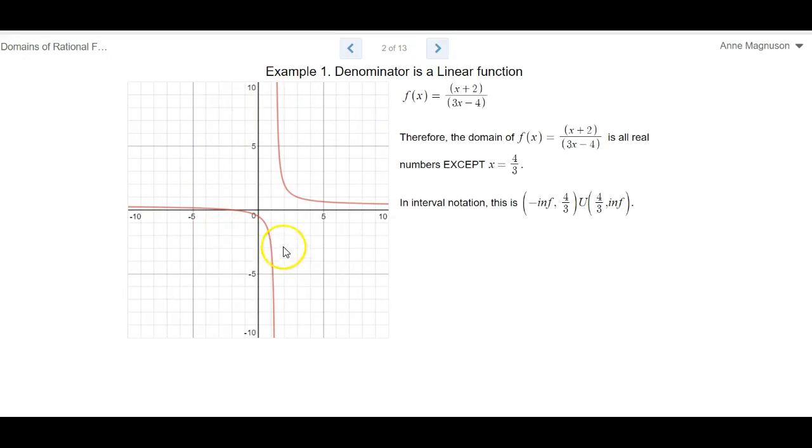Here's a graph of this function. Notice the vertical asymptote corresponds to x equals 4/3.